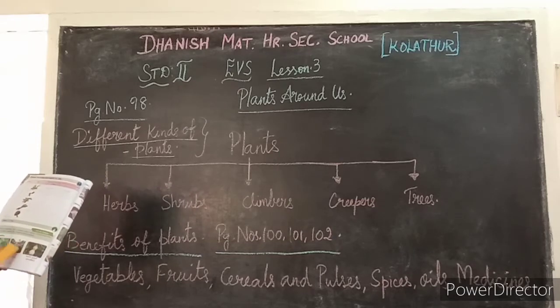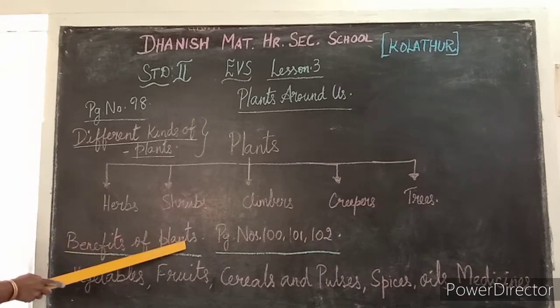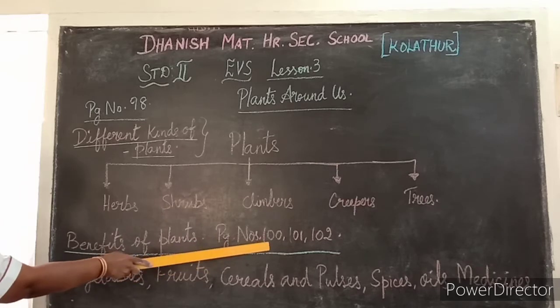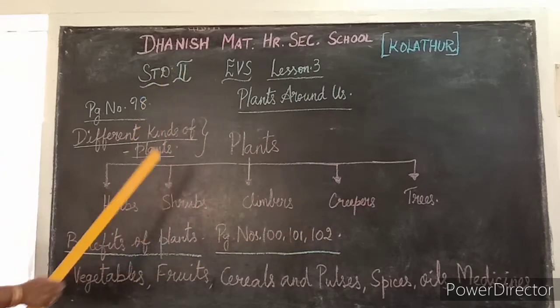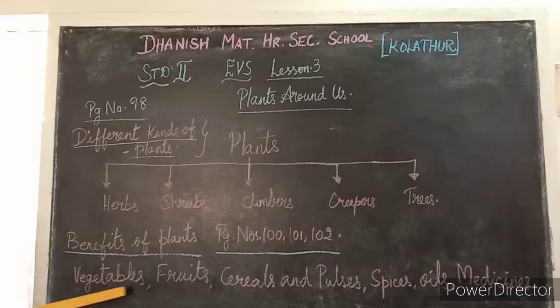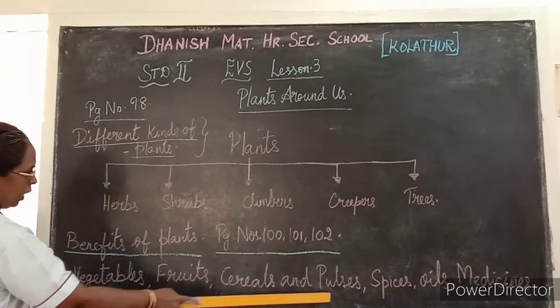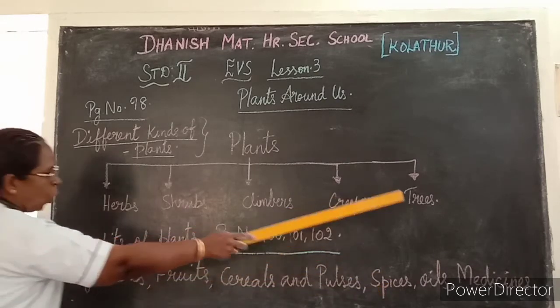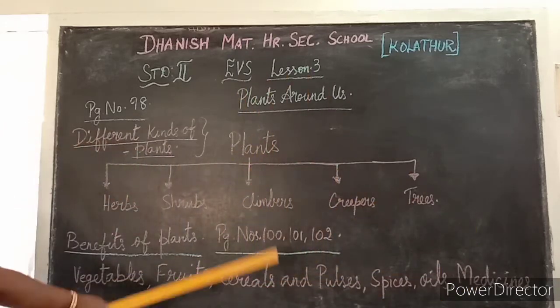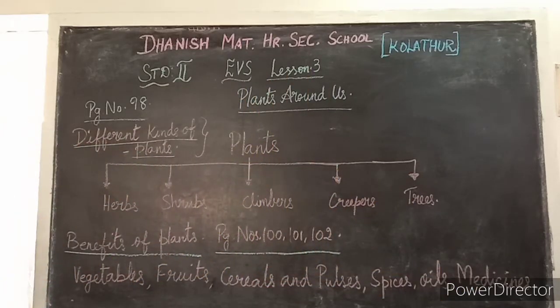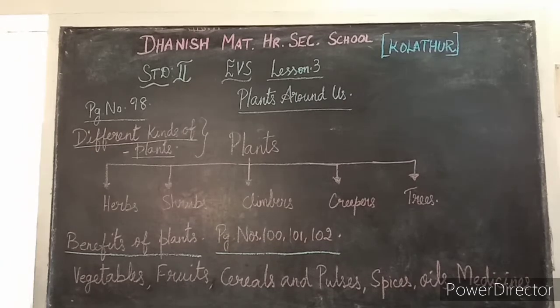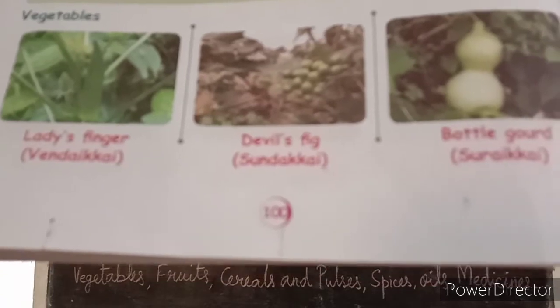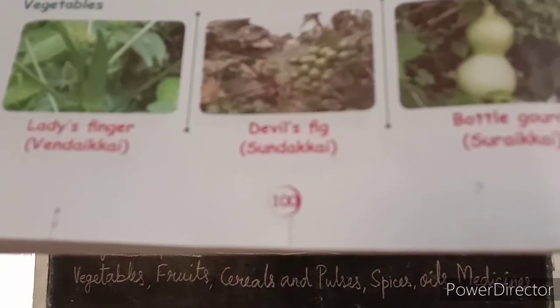Okay, children. Next, we are moving on to benefits of plants. See the page numbers 100, 101, 102. Here we are going to see vegetables, fruits, cereals and pulses, and spices, oils, medicines. These are all we are going to see in this. That is benefits of plants. Okay, children. Now first we are going to see vegetables. See your book page number 100. Now look into your book page number 100.